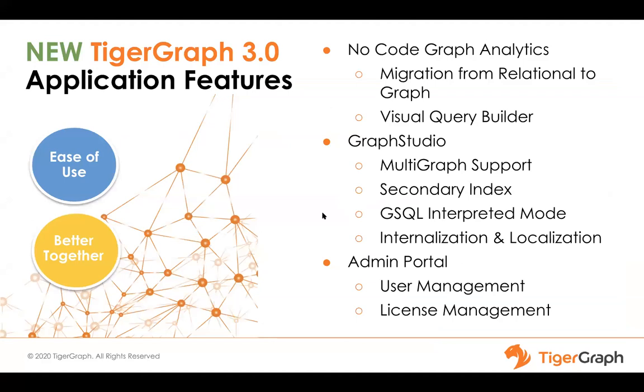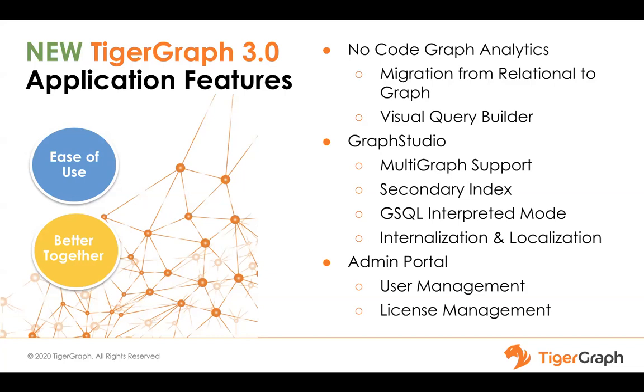So here are the new TigerGraph 3.0 application features, which bring the ease of use and better together features. The first part is the no-code graph analytics. We have the new migration from relational to graph feature in Graph Studio. And we also added Visual Query Builder, which enables drag and drop in Graph Studio to enable users to get graph insights through the patterns that you can drag and drop and compose.